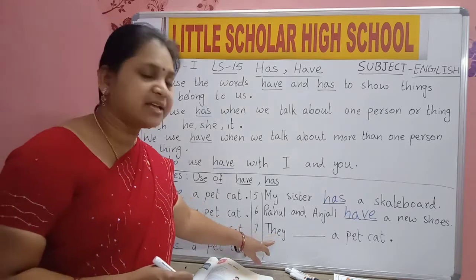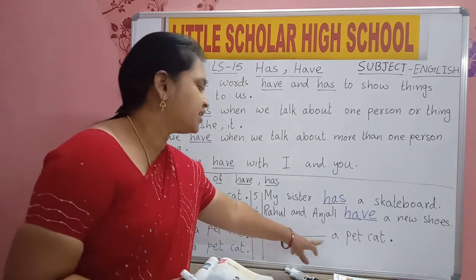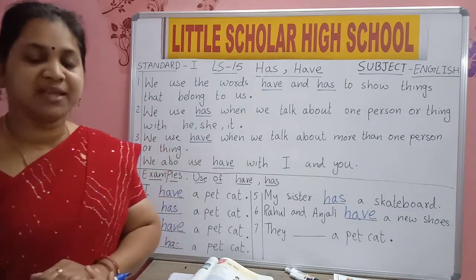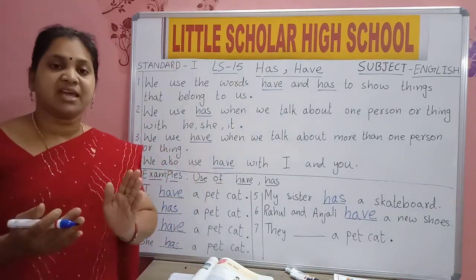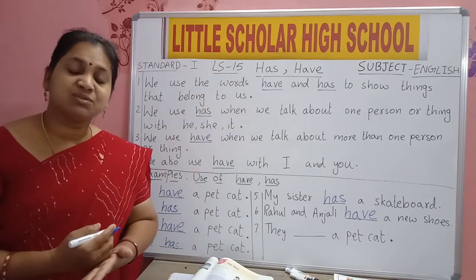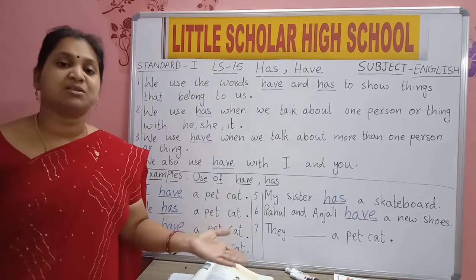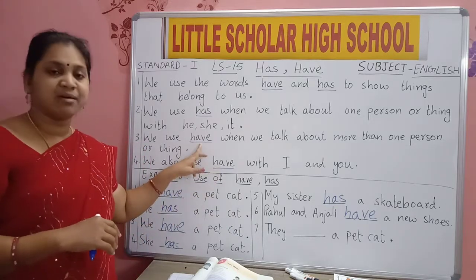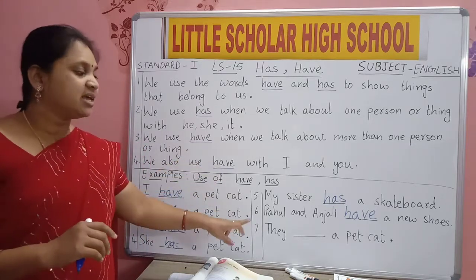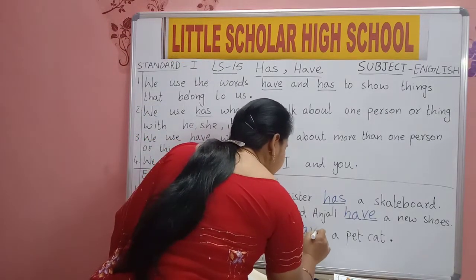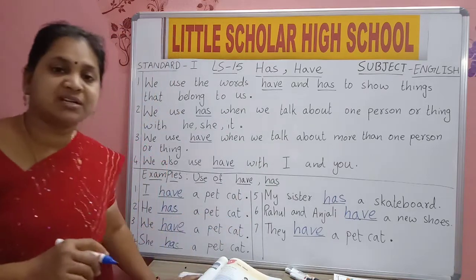Next, T-H-E-Y, they. They have a pet cat. They means how many people? When we say they, that means we are talking about many people. So when we are talking about many, what should we use? Have. They have a pet cat. H-A-V-E, have. Very simple, dear children.